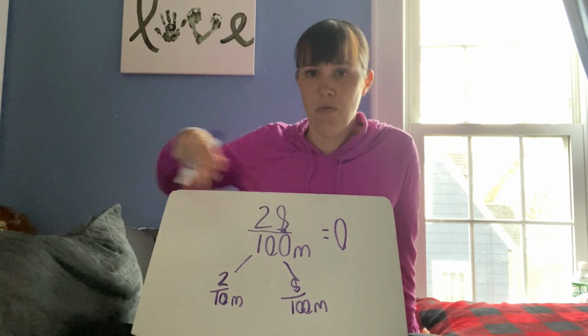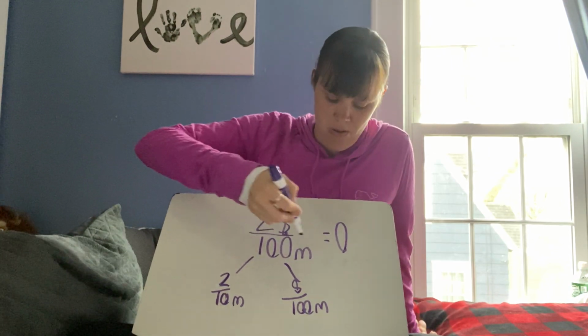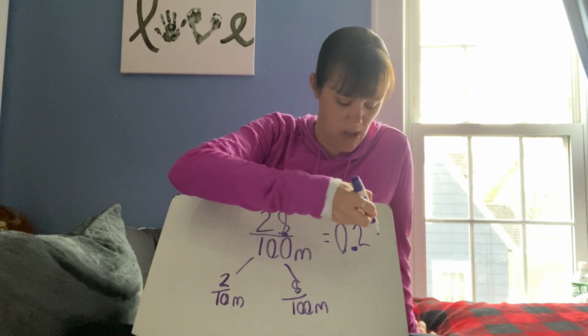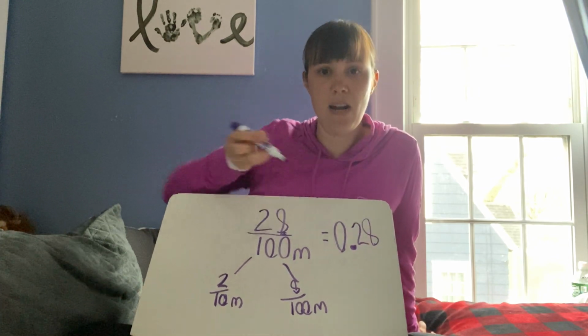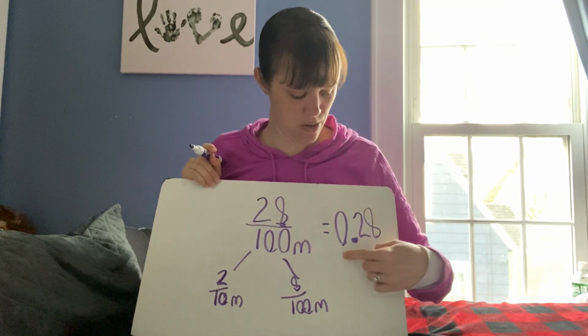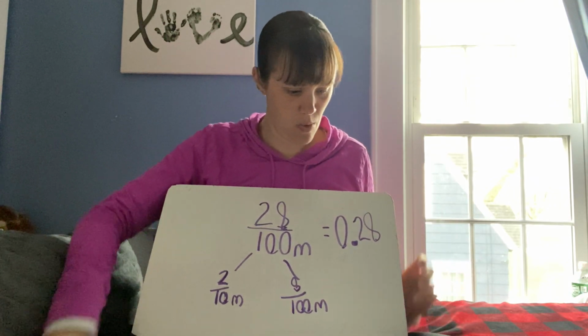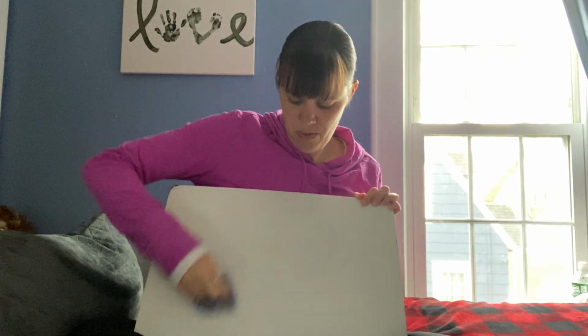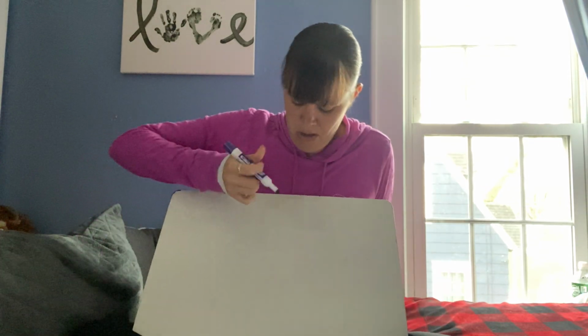Okay, and what's our decimal? We don't have a full meter stick colored in or shaded in. We have 2 tenths and we have 8 hundredths, 28 hundredths. So this is said as 28 hundredths, 28 hundredths, said the same way. Okay, the C, we have 77 hundredths.